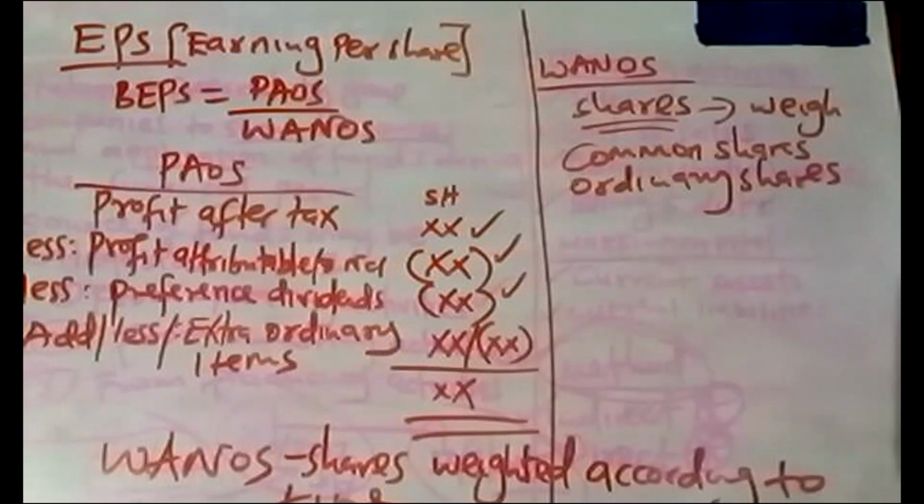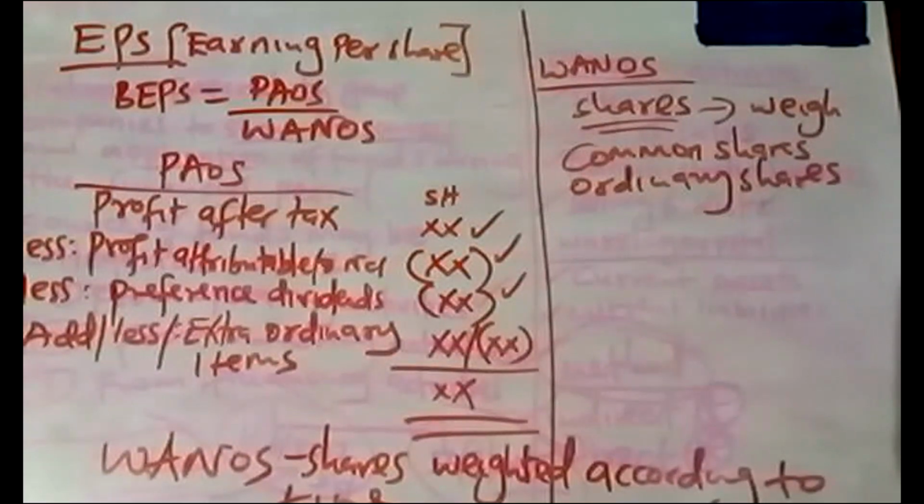So they were there from January to December. So you say 200,000 times 12 over 12. So you weigh for the entire year. What if it came in and issued other shares in July? Remember that July to December, those are 6 months. So the shares which were issued, you multiply with 6 months.